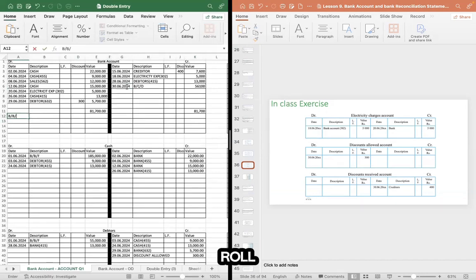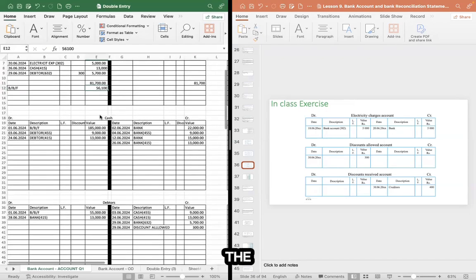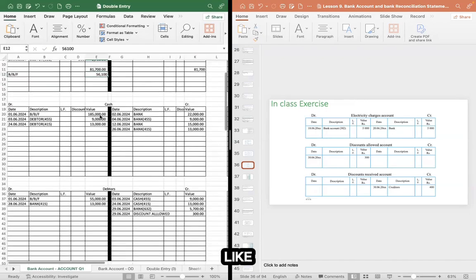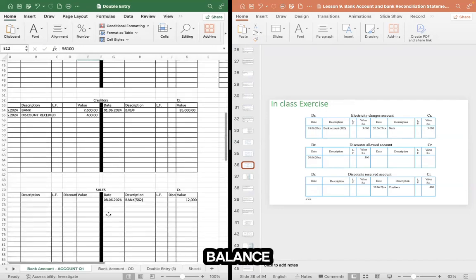Balance brought forward. Okay. So likewise, you have to balance all the accounts. Now I balance the bank account, likewise cash account, debtors account, and all other accounts. You have to balance it off.